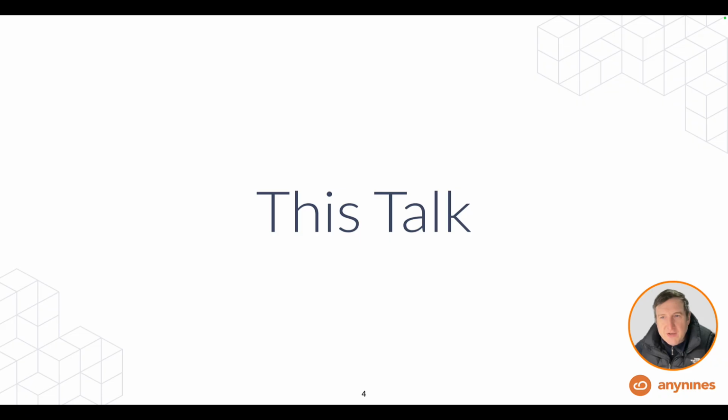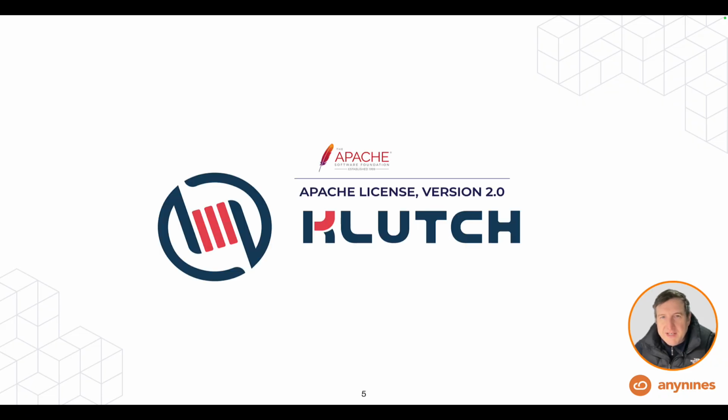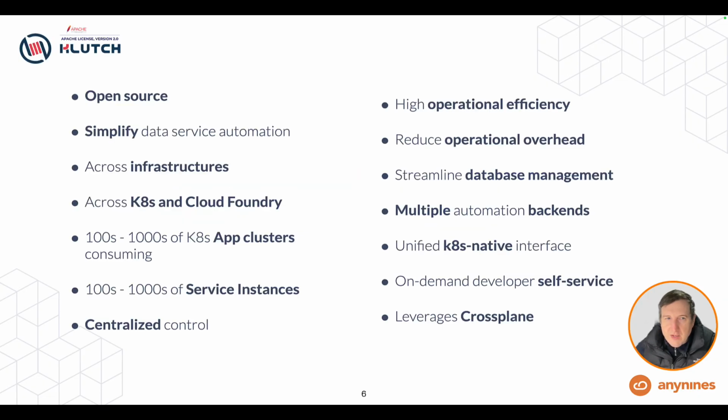So today in this talk, we are talking about an open source technology that we've created called Klutch. It's open source and it's aimed to orchestrate data services across various platforms, including Cloud Foundry and Kubernetes. Works across infrastructures, has Kubernetes and Cloud Foundry compatibility, and allows you to use data service and automation backends across lots of application clusters, a lot of Kubernetes clusters, while creating hundreds or thousands of service instances.